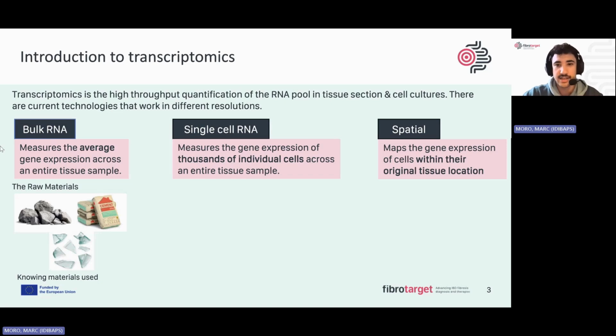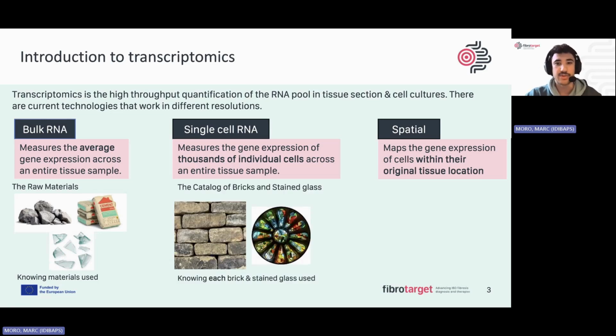Next, we have single-cell RNA sequencing. So this basically measures the gene expression of thousands of individual cells. So now we are not crushing the building, we're carefully taking it apart brick by brick. So we can say, okay, here's a red stained glass window piece, here's a brick, here's a support beam. So we basically have a perfect catalog of every component, but we don't know if that stained glass belongs in the facade or in the crypt. So we have the parts, but we don't have the blueprint.